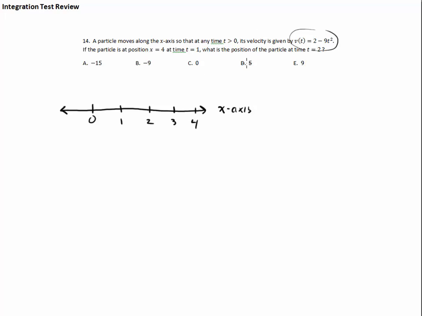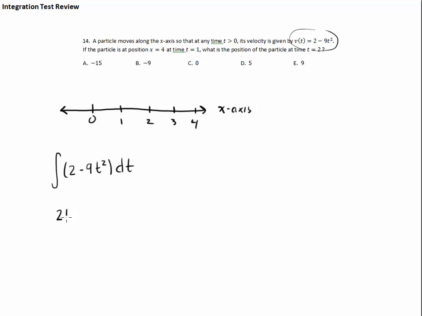I want to know what the position of the particle is. So what we need to do is figure out how much its position changes by. The way we figure that out is by taking the integral of our velocity function. This will get me the net change of its position. So take the antiderivative of that.